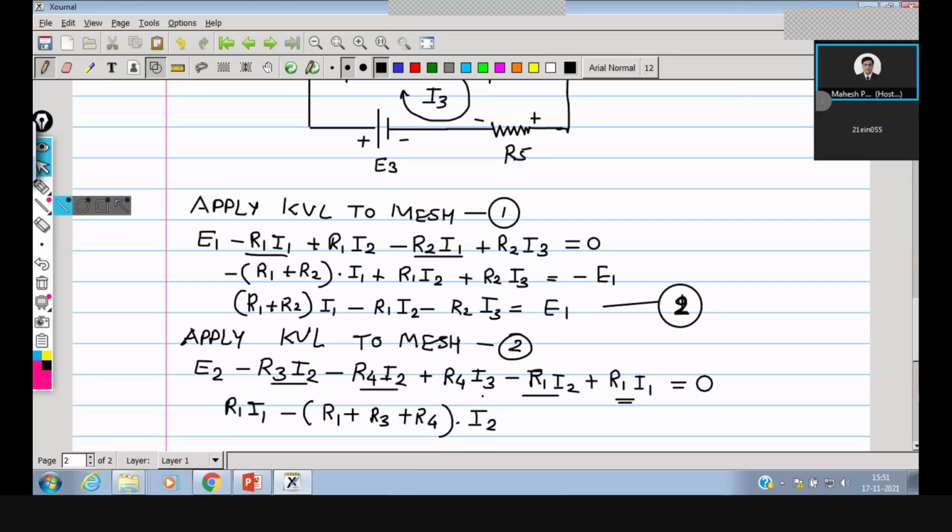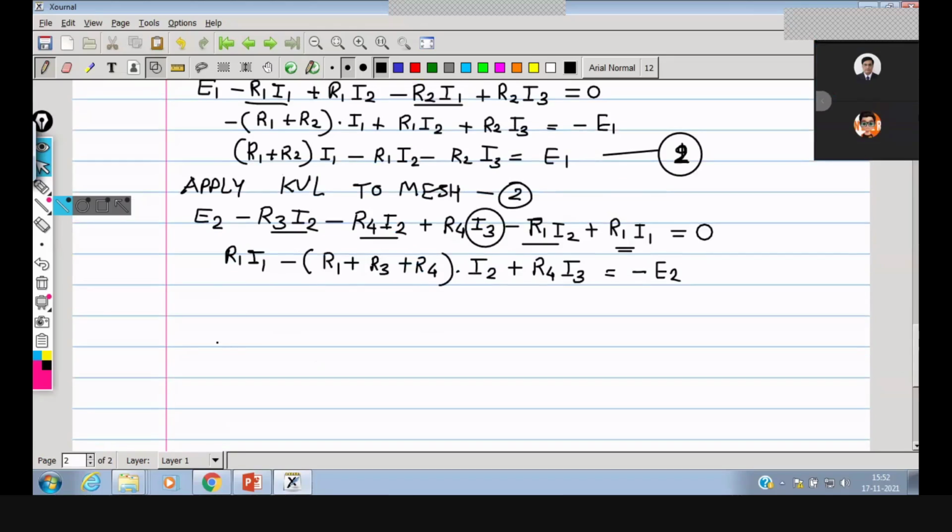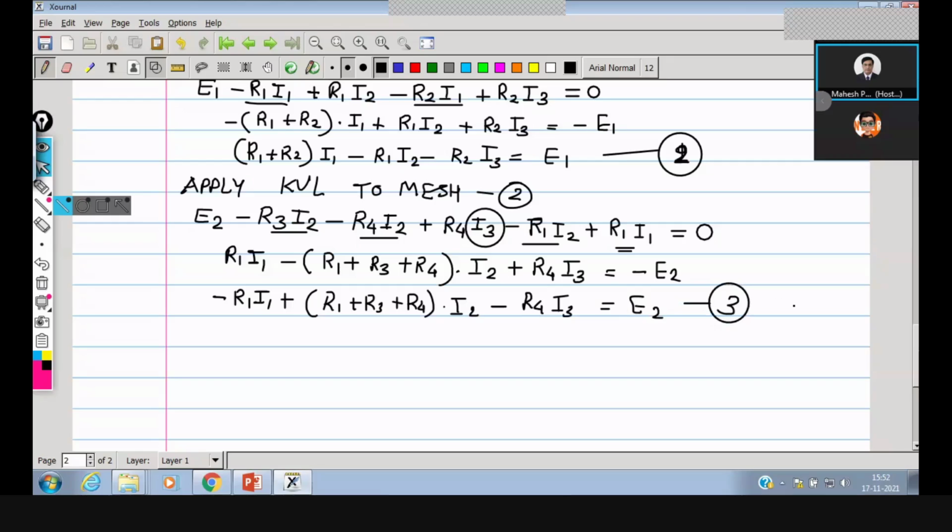Is it correct now? Yes, sir. Okay, fine. And which one is the remaining term? With current I3, R4 I3. So we will mention plus R4 I3 is equal to minus E2. And if we change the sign, then it will be minus R1 I1 plus R1 plus R3 plus R4 into I2 minus R4 I3 is equal to E2. Fine. So this is equation number 3.